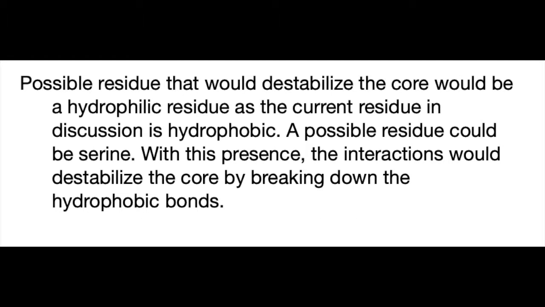Continuing on with prompt 2 and its discussion concept questions, a possible residue that would destabilize the core would be a hydrophilic residue, as the current residue in discussion is hydrophobic, as we mentioned in the previous slide. A possible residue could be serine. With the presence of serine, the interactions would destabilize the core by breaking down the hydrophobic bonds.